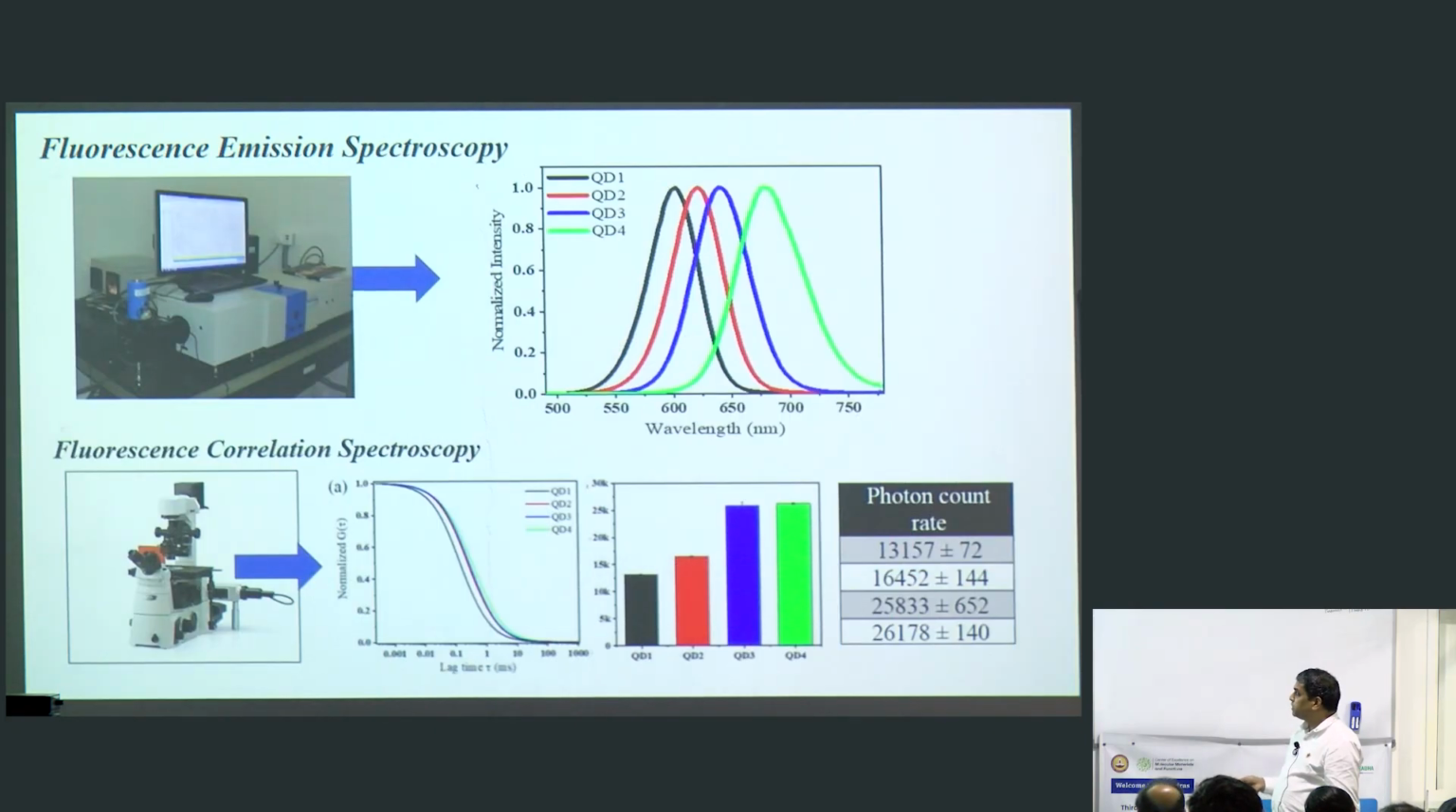Then what we observed by using the single photon techniques is that we measured the photon counts. Whenever we increase the selenium incorporation, the single photon emission photon counts increase. It means brightness is increasing, which is one of the important criteria for single photon emission. It is very beautiful that it has doubled, from 13,000 to 26,000, by incorporating the selenium, right?